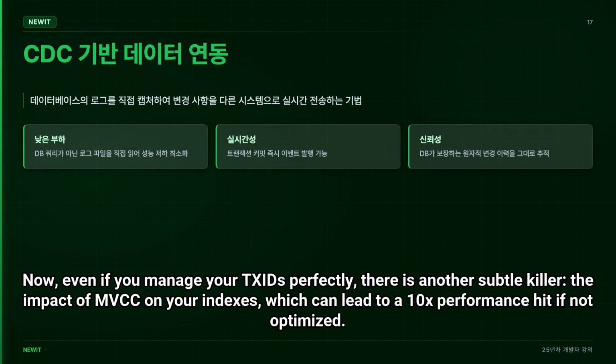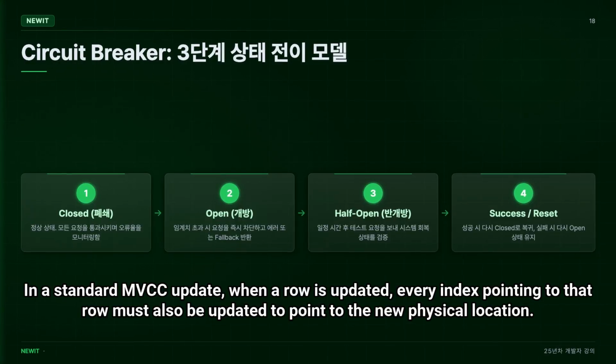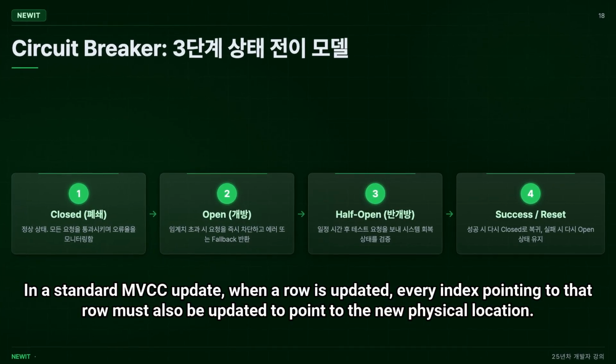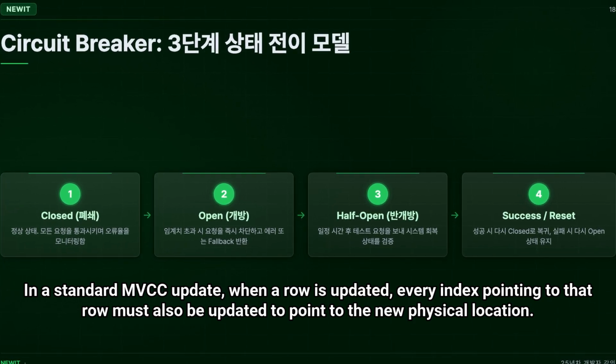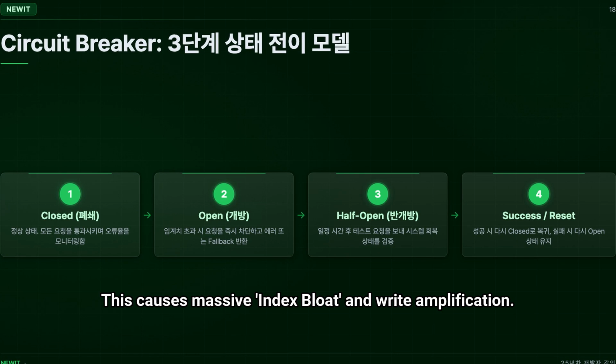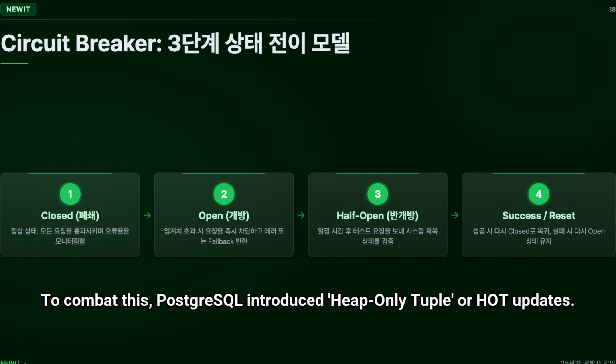Now, even if you manage your TXIDs perfectly, there is another subtle killer: the impact of MVCC on your indexes, which can lead to a 10x performance hit if not optimized. In a standard MVCC update, when a row is updated, every index pointing to that row must also be updated to point to the new physical location. This causes massive index bloat and write amplification. To combat this, PostgreSQL introduced heap-only tuple, or HOT, updates.